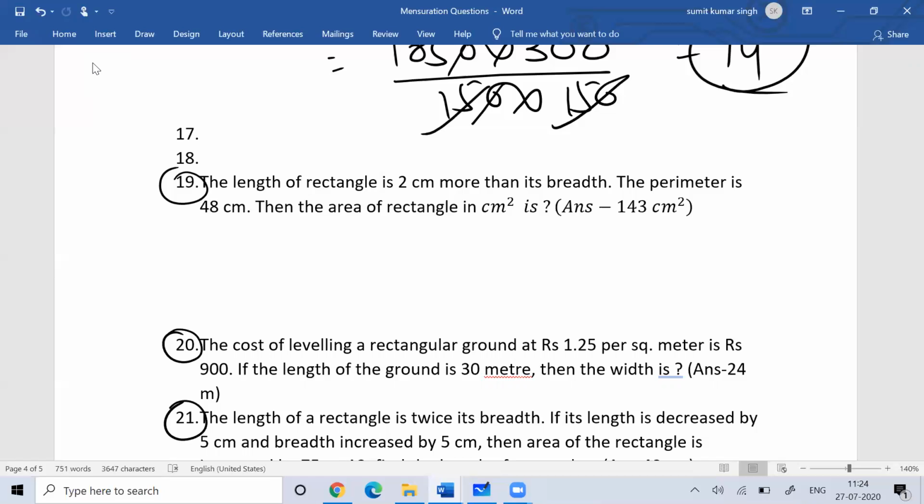So how will you do this? You should get the answer 143. Take breadth as B, so the length would be B plus 2. The perimeter would be the sum of all sides, so that would be 2 into (2B plus 2). So you can say 4 into (B plus 1) is equal to 48. With that you will find the value of B.